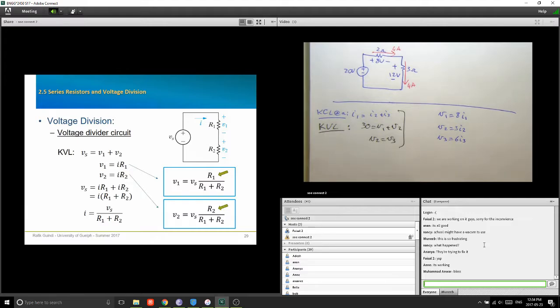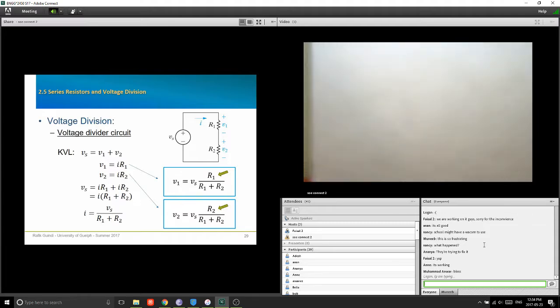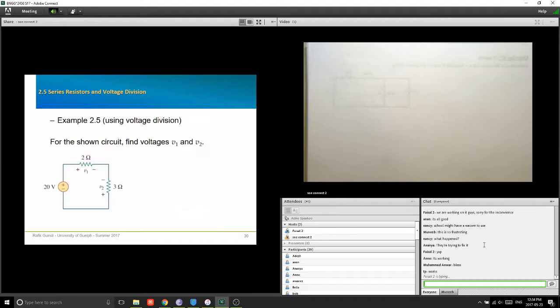All right, so thank you for your patience. We're picking up from where we left off. So this is the voltage divider rule. Now we're going to apply it here. For the shown circuit, find V1 and V2, and we want to apply the voltage divider rule right away.